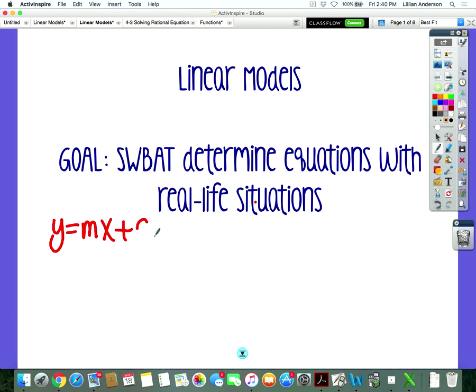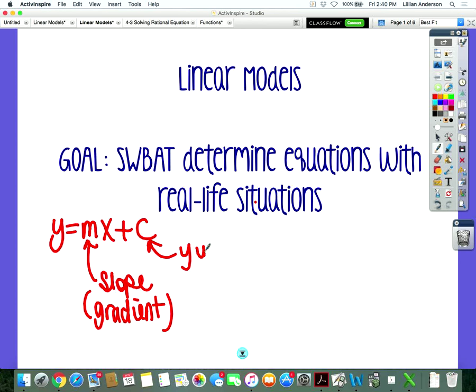Y equals mx plus c. You guys remember that equation? This was what form? Slope-intercept, where the m represents your what? Your slope. What's another word for slope? Gradient. And where c represented your y what? Your y-intercept, the point where the graph crosses your y-axis.